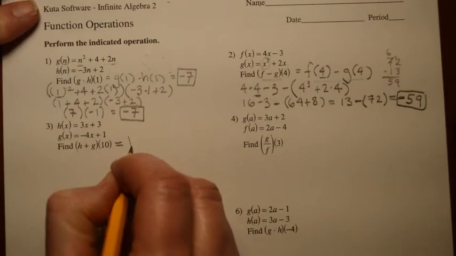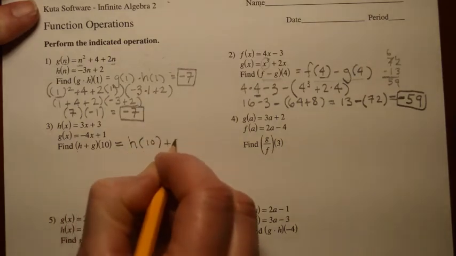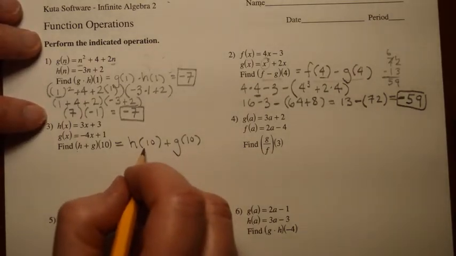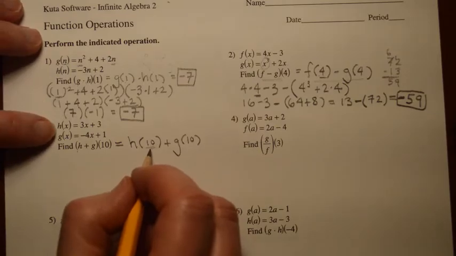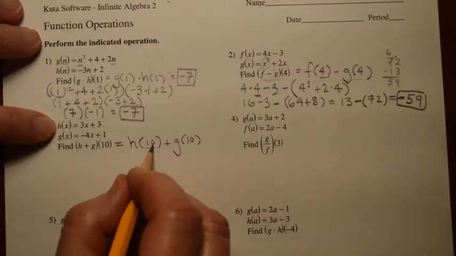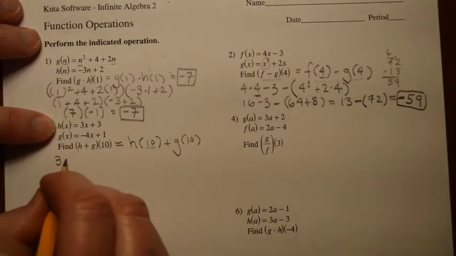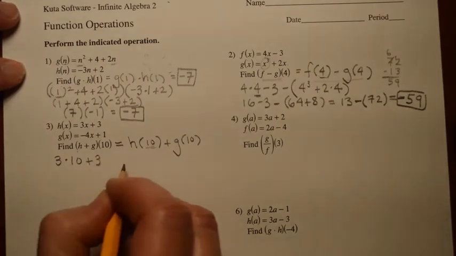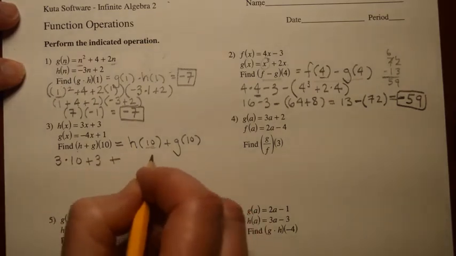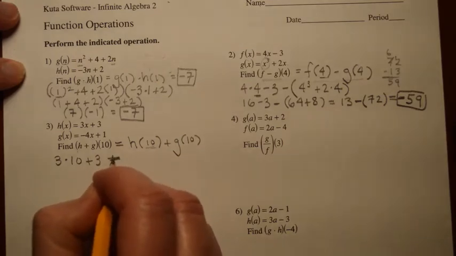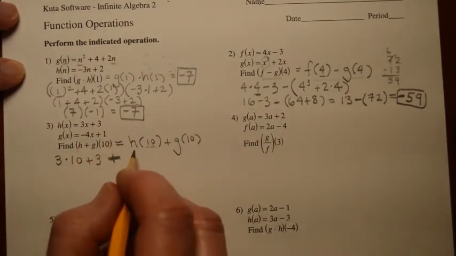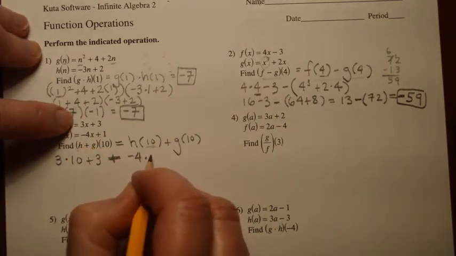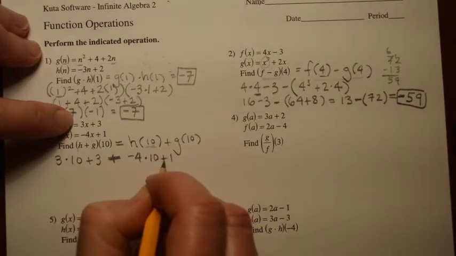If you said that you thought it was going to be h of 10 plus g of 10, you would be right. So this is saying that we take h and replace whatever variable we have in there, in this case x, with a 10. So this is going to be 3 times 10. Again, 3 times x, we replace x with the 10, plus 3. And then plus, now since there's more than one term in this g, but since it's following a plus, we don't need to put parentheses. So let's put things in here. This is a negative 4 times, in place of x, we're going to write 10, plus 1.